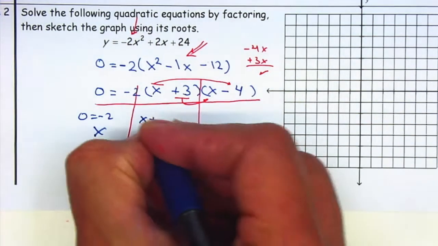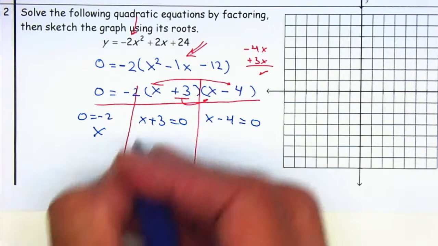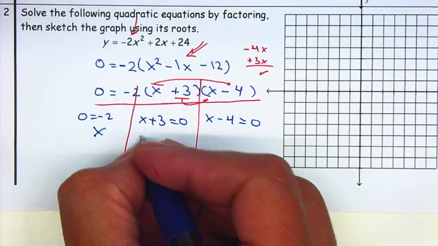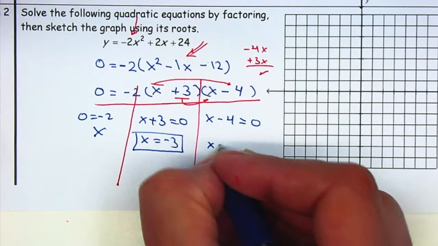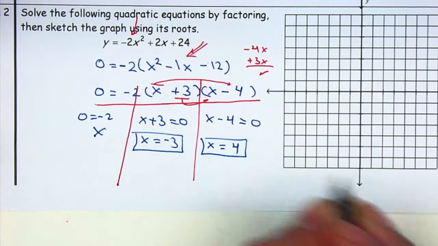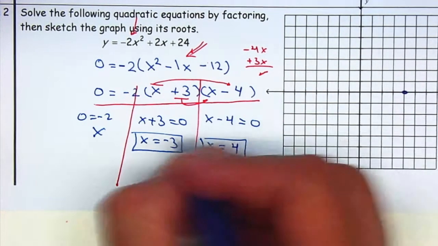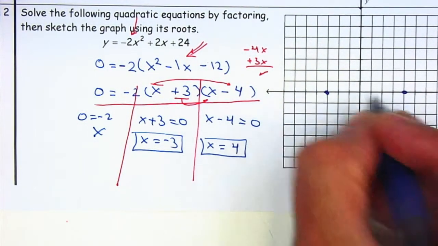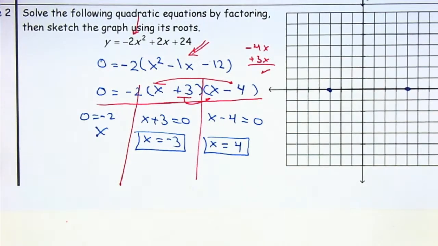From here, x plus 3 equal to 0, and x minus 4 equal to 0. I'm going to move my 3 to the right, and it becomes a negative. I'm going to move my 4 to the right, and it becomes a positive. So one of my x-intercepts is 4. The other one is negative 3. Remember, those are called x-intercepts, roots, zeros, solutions.